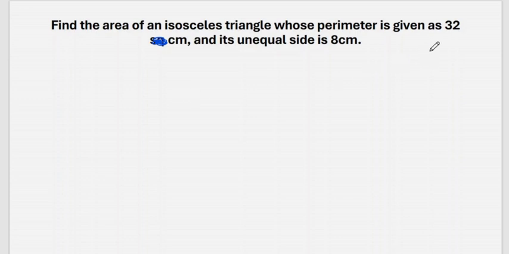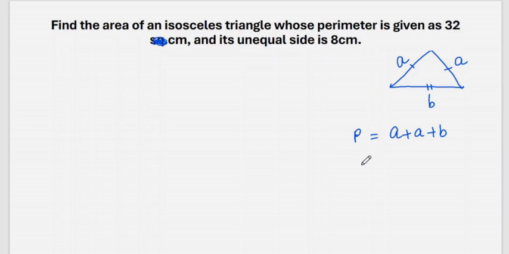So we know what is the meaning of an isosceles triangle. In isosceles triangle, we have two sides equal and the third side unequal. Right? Suppose we take this side as A. This is also A, and we will assume unequal side as B. So what is our perimeter? Our perimeter is A plus A plus B. Right? This is our perimeter. So perimeter equal to nothing but 2A plus B.